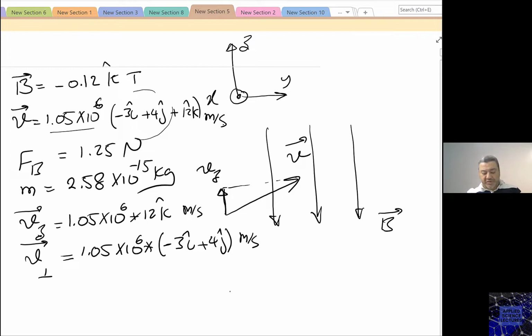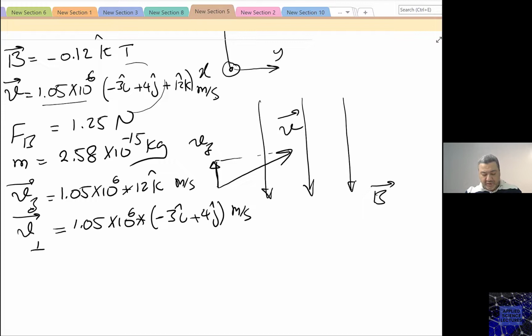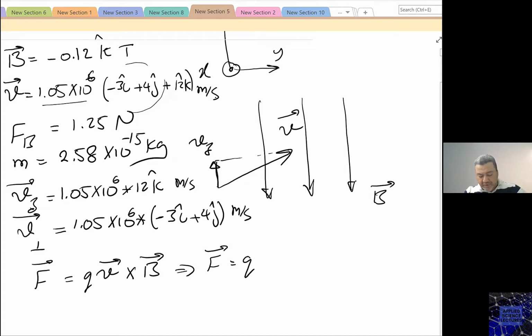This component is the one that is responsible for the circular motion, the perpendicular, which is in the xy plane, as you can see. Why? Because the xy plane is the plane that is perpendicular to the magnetic field. So now I need to determine Q. If I put my magnetic force equal to Q V cross B, and then take V as only the perpendicular component, because that's the one that is responsible for the cyclotron motion.